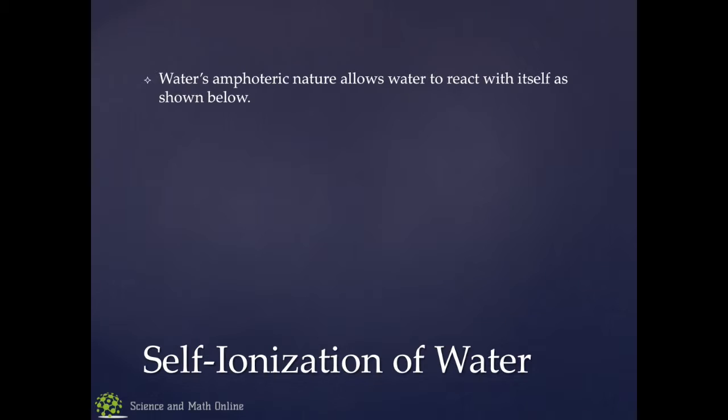Remember we said earlier that water can act like an acid and a base, which makes it amphoteric. Because water can act like an acid, a proton donor, and like a base, a proton acceptor, it can actually react with itself, where this water donates a proton and becomes hydroxide, and this water accepts a proton and becomes hydronium. This is called self-ionization of water because water is reacting with itself to form ions.